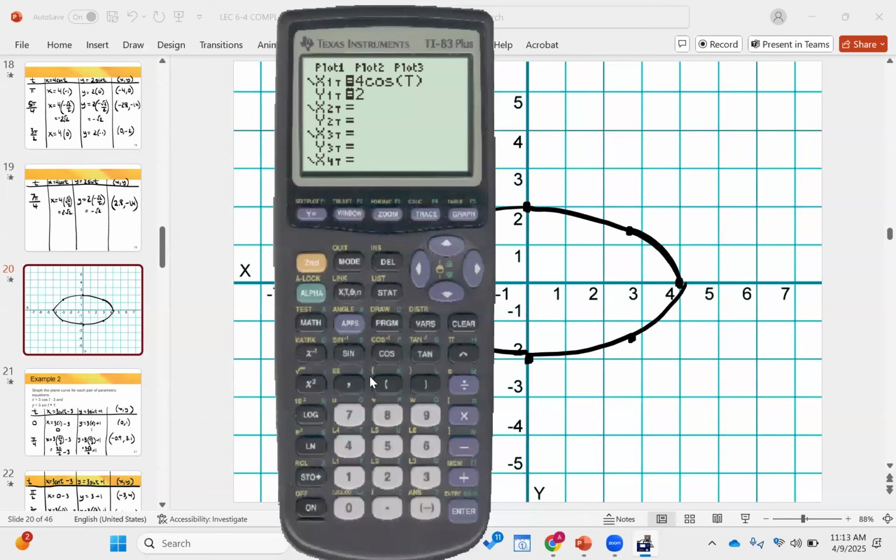2 sine of t. So really what made it an oval shape is the multipliers 4 and 2, right? Because those were different from each other. So it made it different. Okay, so not ready to graph yet. I need to set my window.